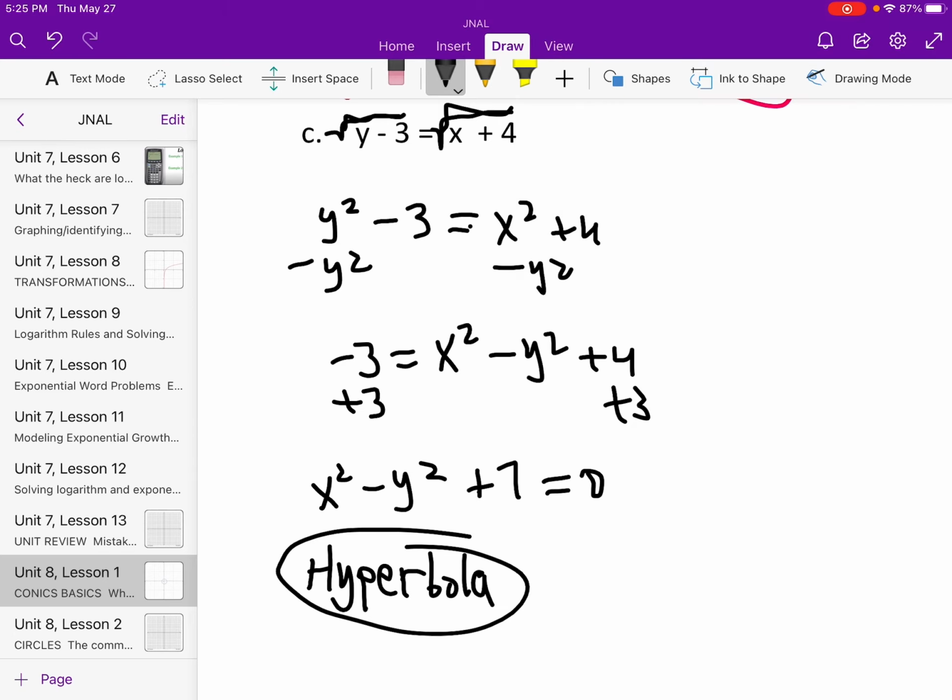So that will be it for this video on conic basics. We'll go into more depth of these 4 things in the later unit, with the next lesson being on circles.